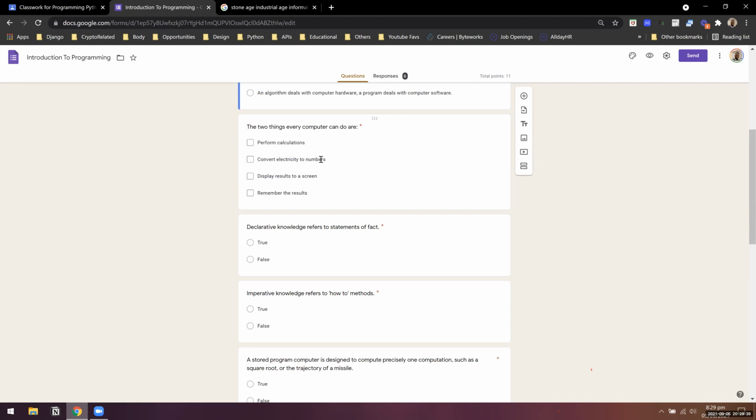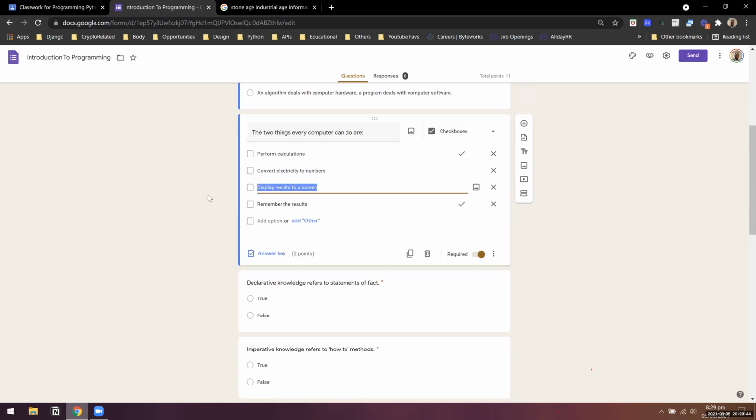Okay, so in this case, it's to perform calculation and remember results. The computer doesn't know how to convert electricity to a number. Although the computer can do this, display result to a screen. We'll get to that later.